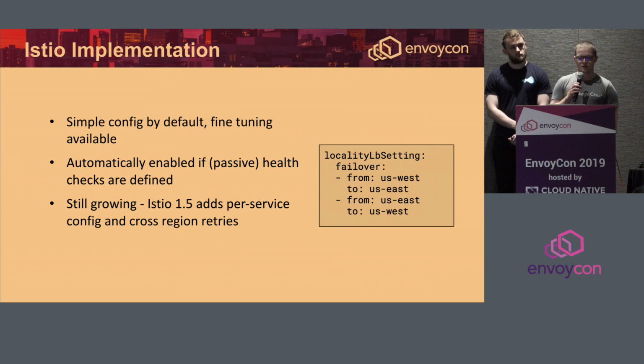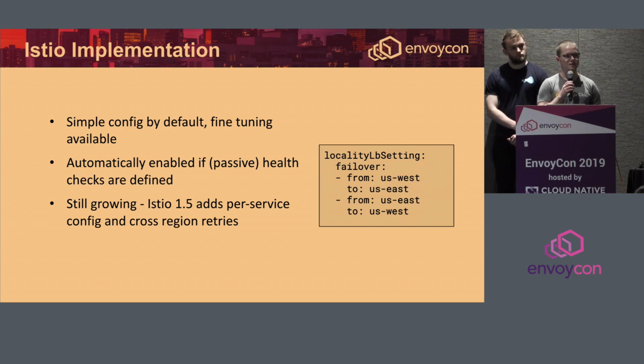For the configuration, we wanted to keep this pretty simple rather than having a lot of fine-tuning available. In general, a user just needs to enable this and then define some health checks on their service, and we'll start doing the locality load balancing for them. We'll talk more about why the health check is a requirement. We do have some fine-tuning available as well.